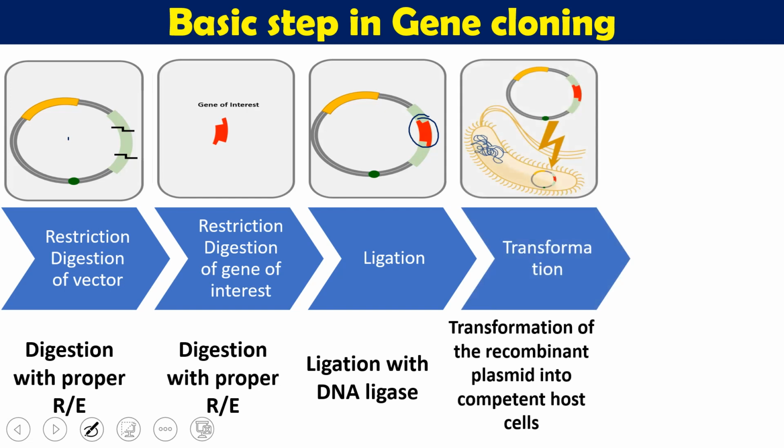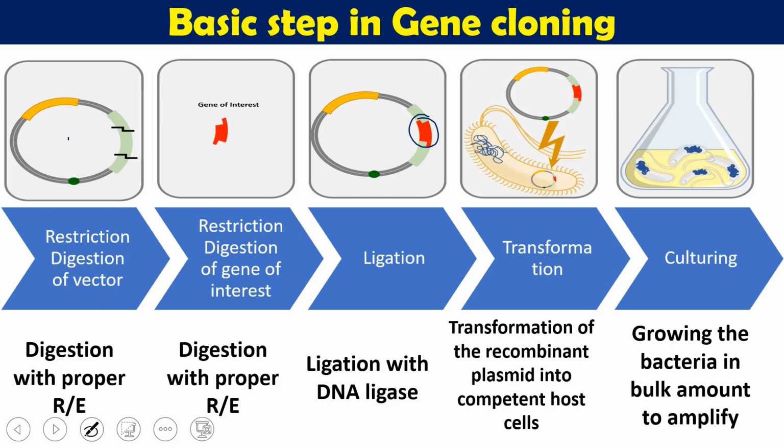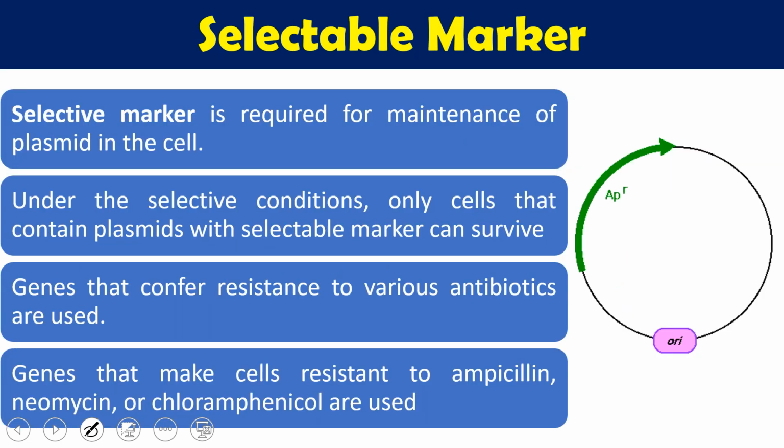The loaded vector, or the recombinant vector, needs to be transformed into the proper host system, where either cloning or expression will occur. So transformation of the recombinant plasmid into the competent host cells needs to occur. After that, once we have the transformed cells, those transformed cells need to be cultured. At this step, we need to select the actual correct transformed cells where my vector has been transformed.